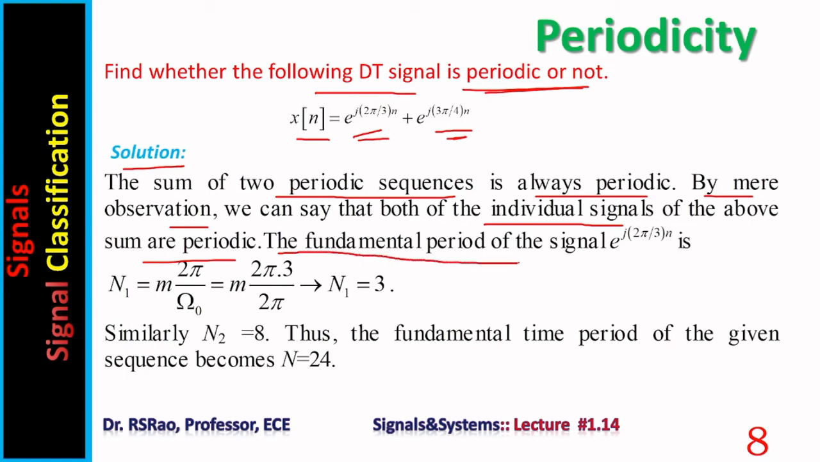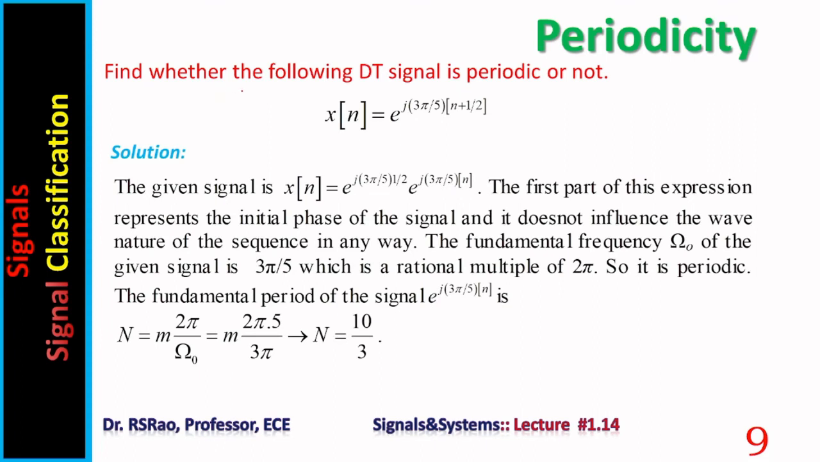The fundamental period of the first signal is N1 equals m 2 pi by omega naught. It turns out to be 3. Similarly, the fundamental period of the second component turns out to be 8. Thus, the fundamental time period of the given sequence becomes 24, the LCM of N1 and N2.